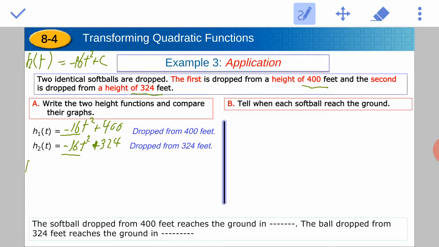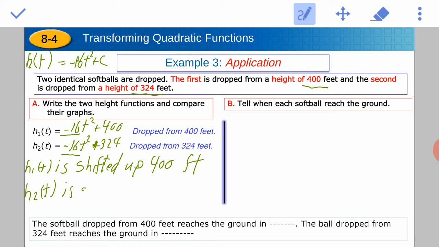Guys, h1 of t, the first function, is translated or shifted. How many units? It is shifted up 400 units or 400 feet. And the second softball, h2 of t, the second parabola, is shifted up. Both shifted up. How many units? How do I know up or down?